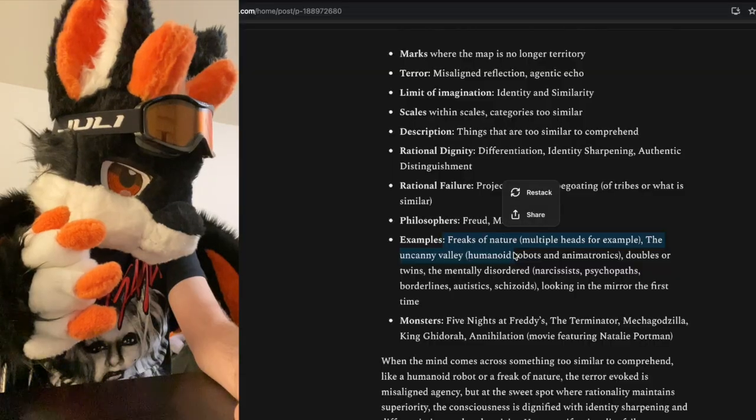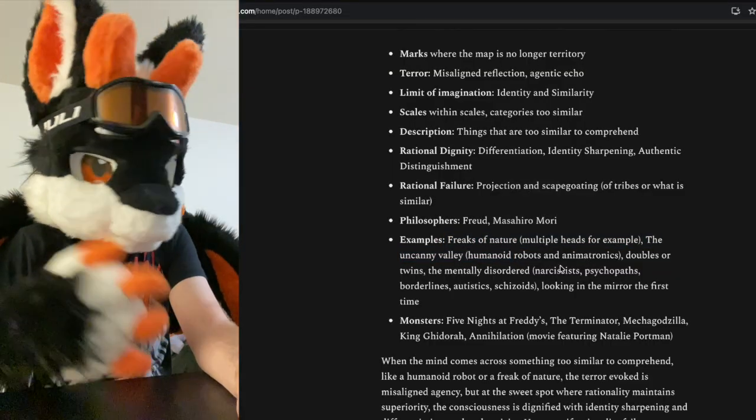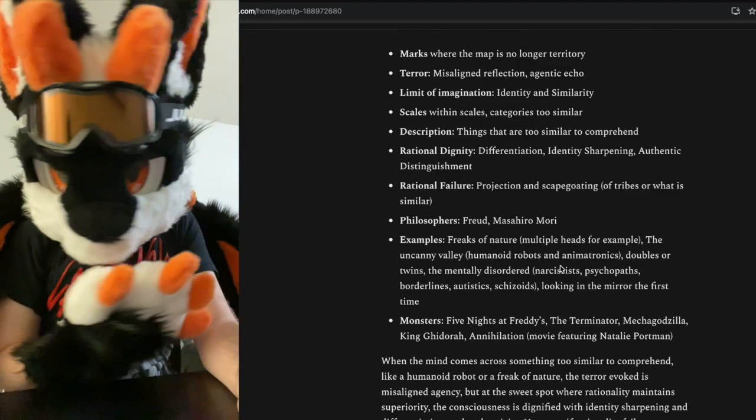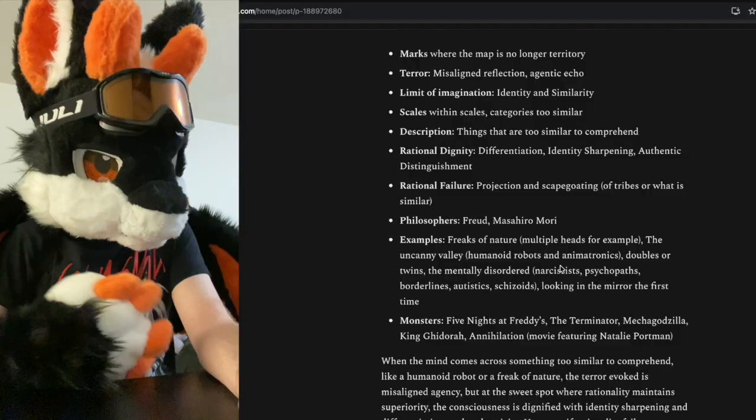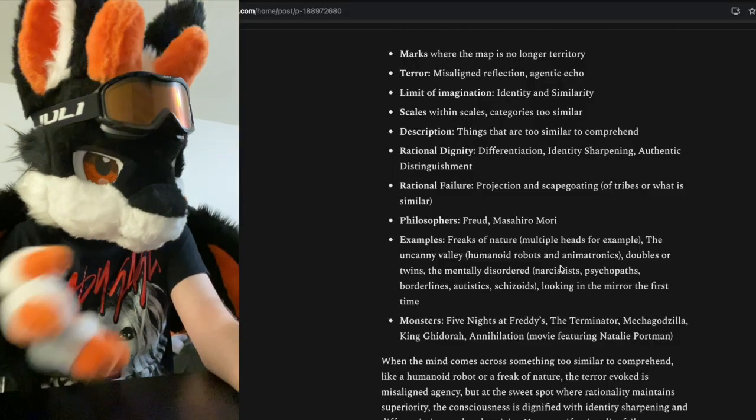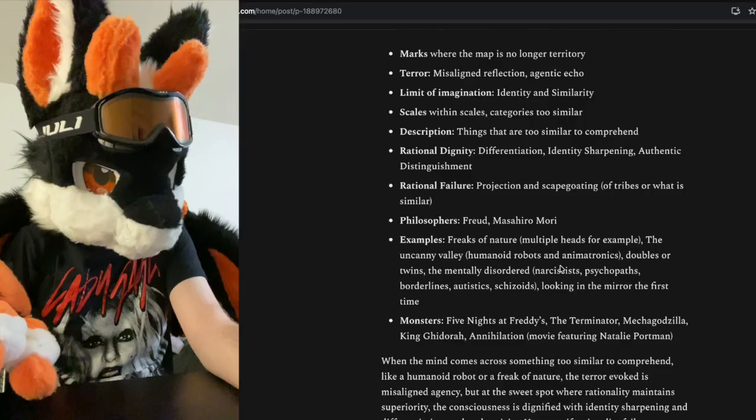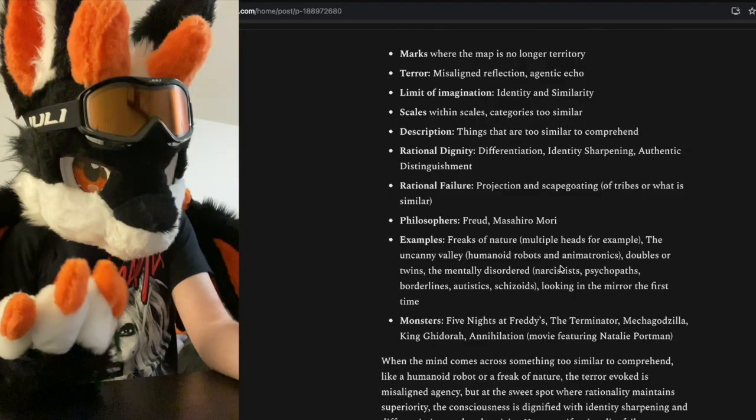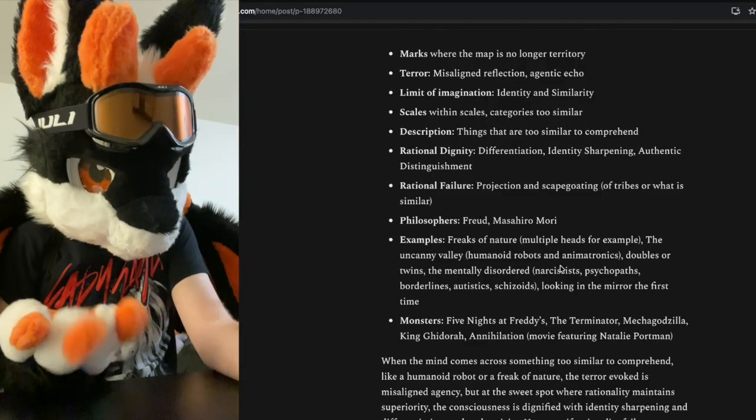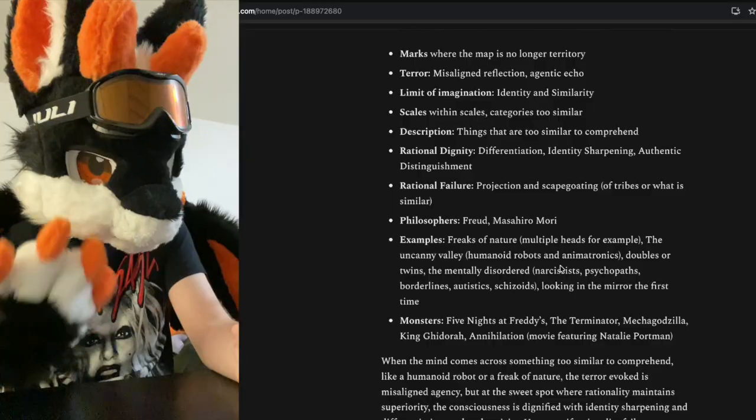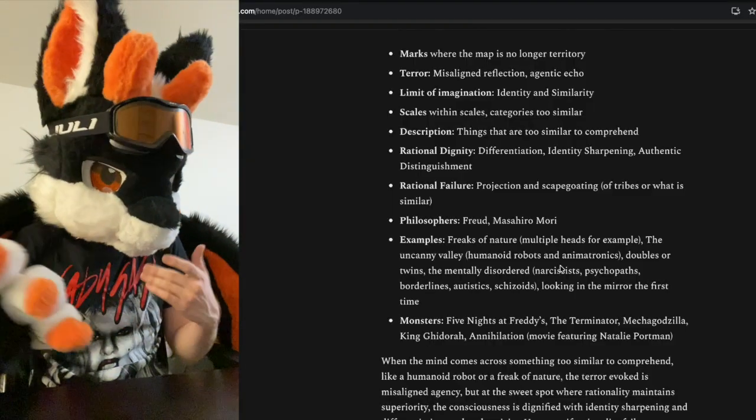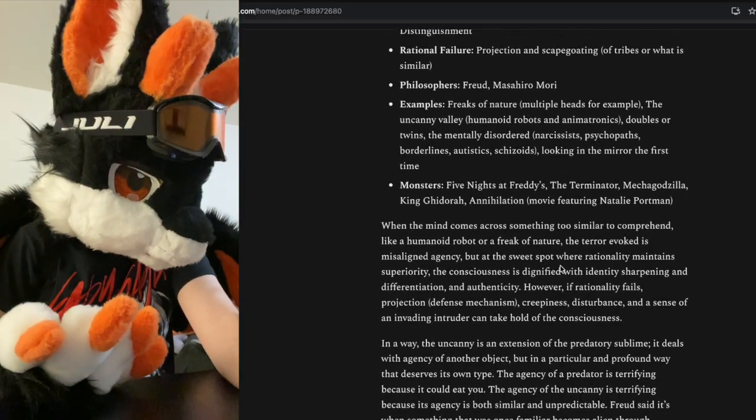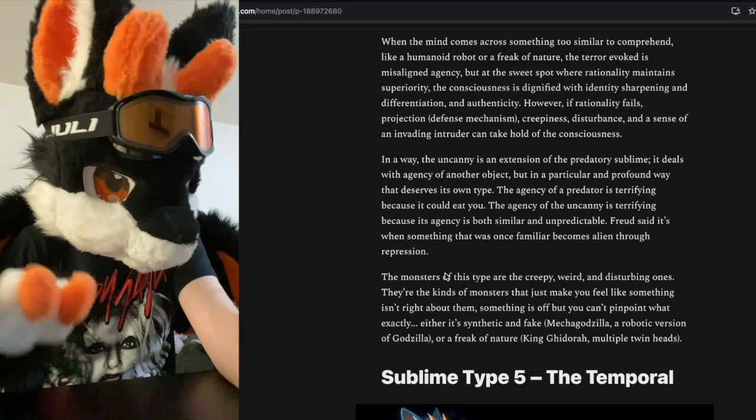So some examples are freaks of nature, dolls, animatronics, Five Nights at Freddy's. That's a really good example of the uncanny. Even my own fursuit head. I think it's pretty cute. Most furries like my fursuit head, but people who aren't used to furries and fursuit heads, when they see this face, they get the uncanny sublime. They get something disturbing because something feels off about it. It's because it doesn't fully resemble a face or move like a face. So that's the uncanny sublime.